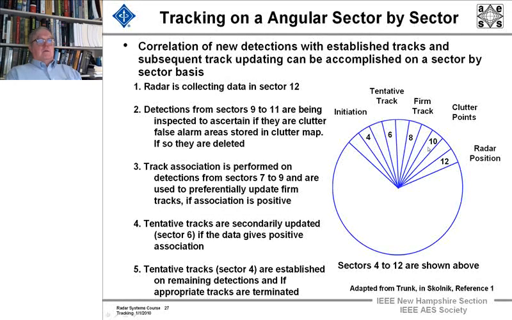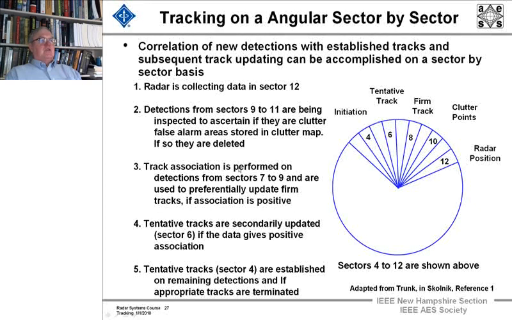And then in sectors 9 through 11, they're being inspected to ascertain if they're clutter false alarm areas, stored in a clutter map, and if so, deleted.